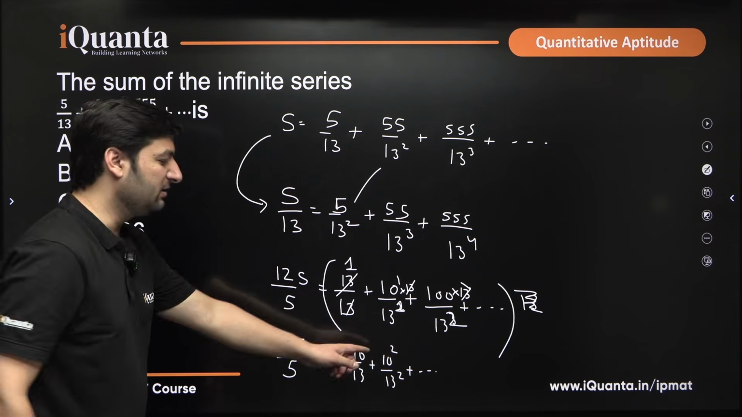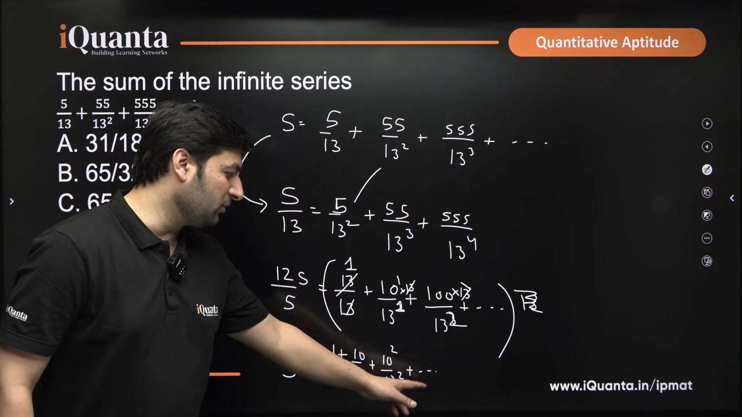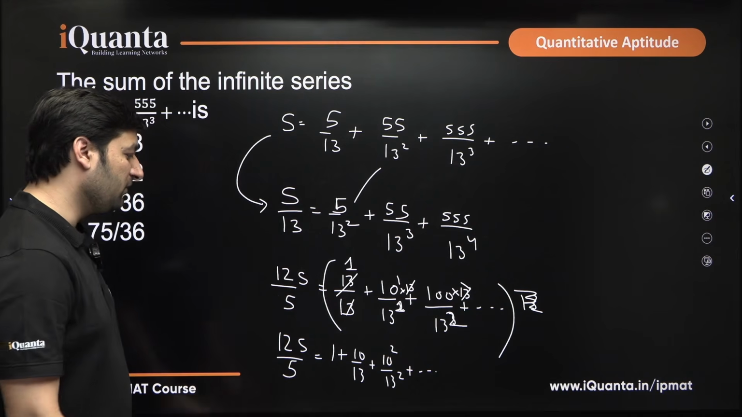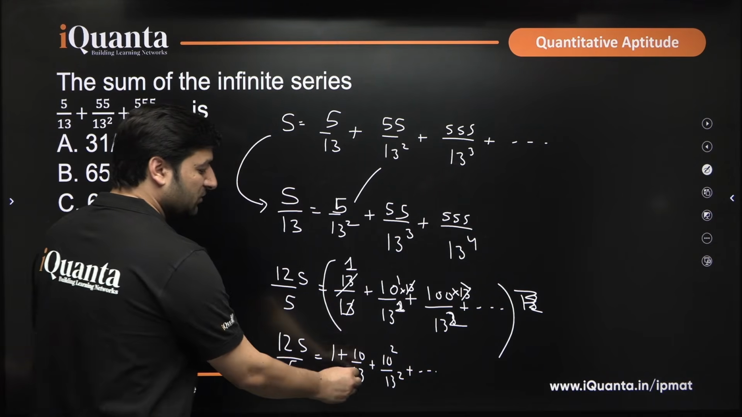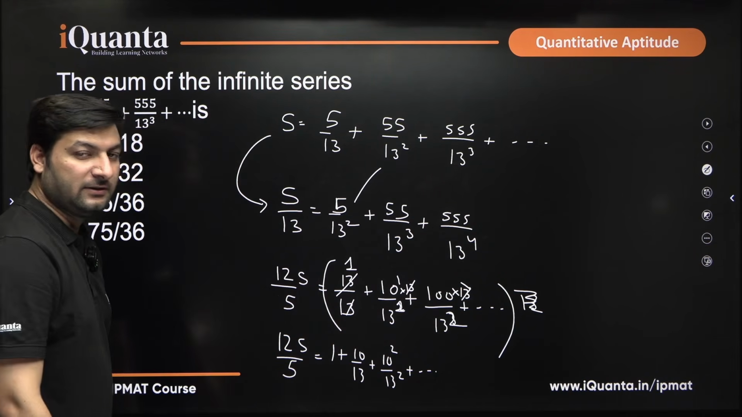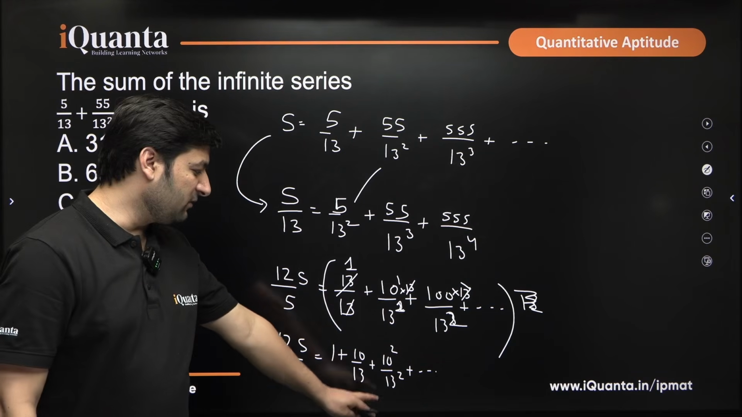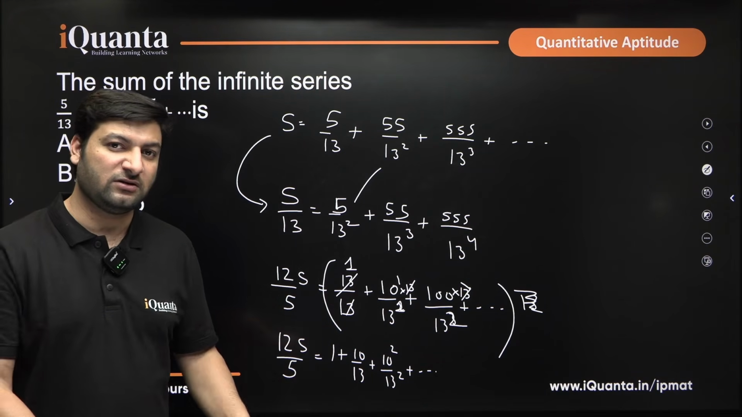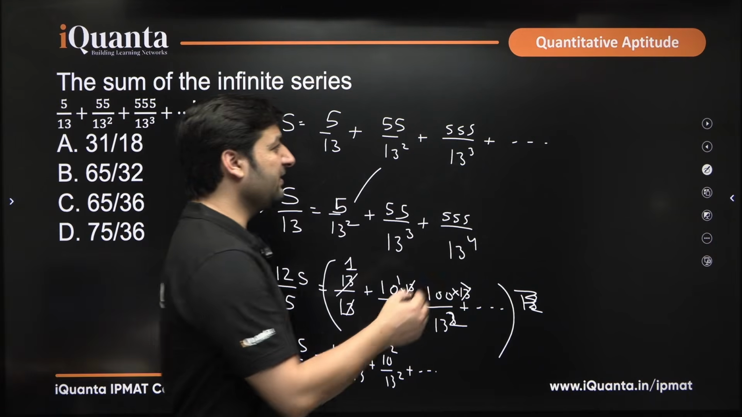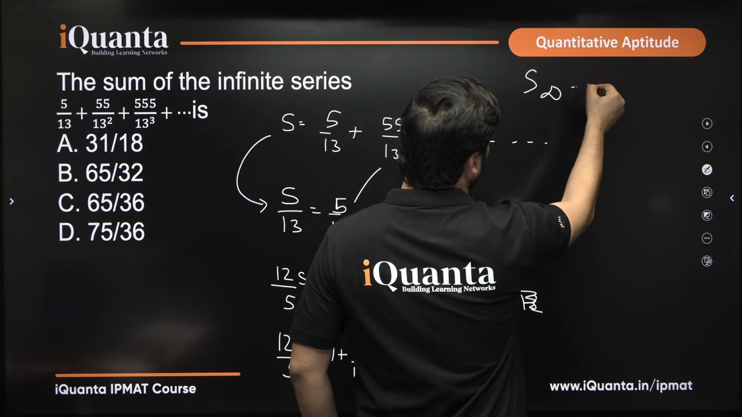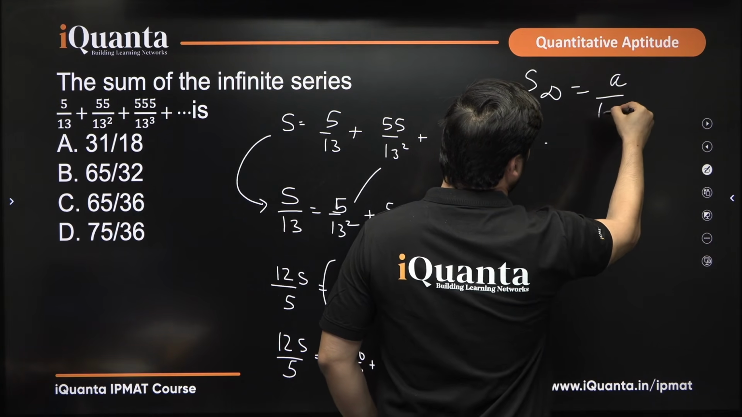And now I know that this is going to go ahead like 10 cube upon 13 cube, 10 to the power 4 upon 13 to the power 4. So, I have brought a common ratio here, which is 10 by 13, and this is an infinite series. When you have an infinite series, the ratio is less than 1, obviously the ratio here is 10 by 13, which is less than 1.